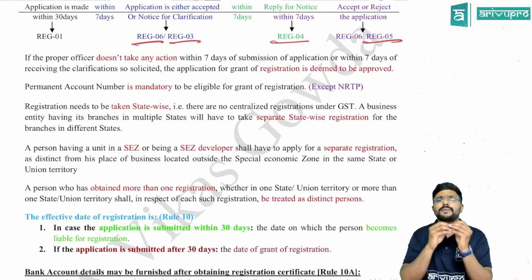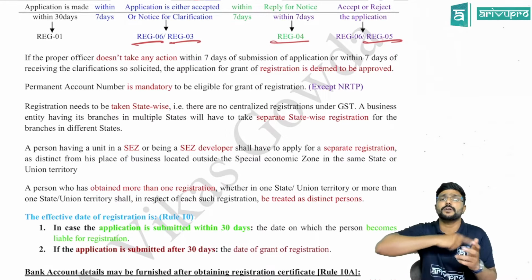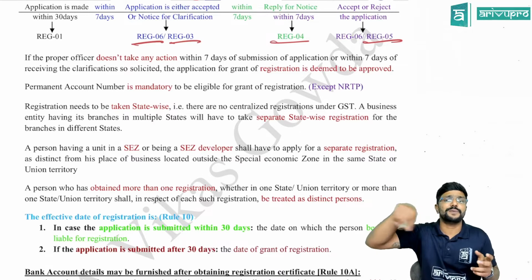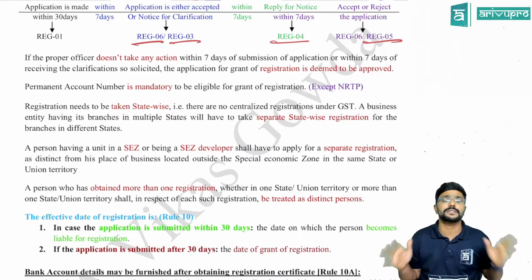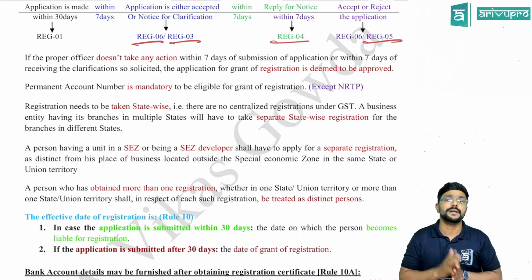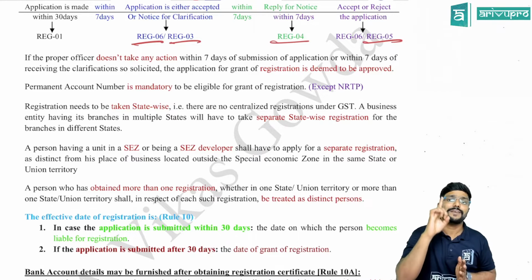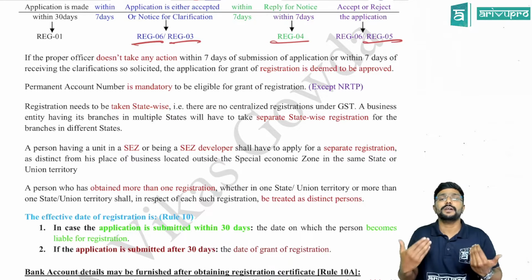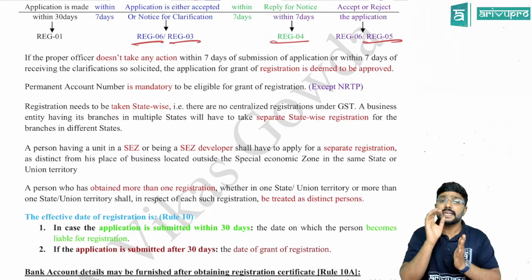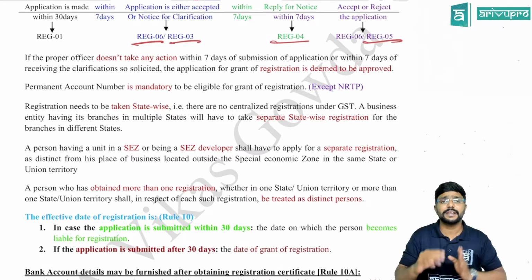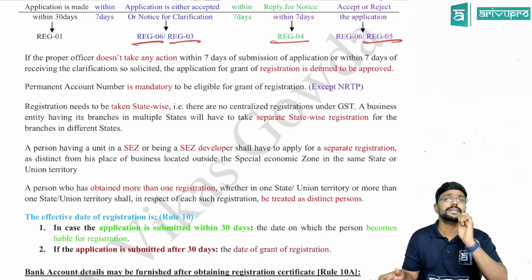So wherever I am having the business, if my all-India turnover, that is PAN-based aggregate turnover, crosses the limits, I have to take the registration in all the states wherever I am operating. And every single state should have at least 1 registration. But if I want, I can take a separate registration for each state. In that case, each registration, whether it is within the state or outside the state, will be treated as a distinct person.